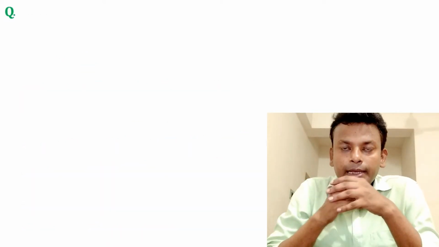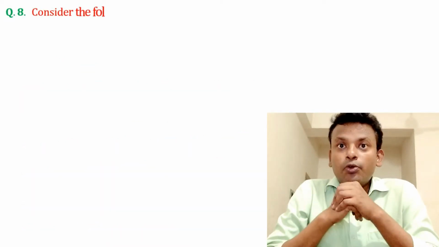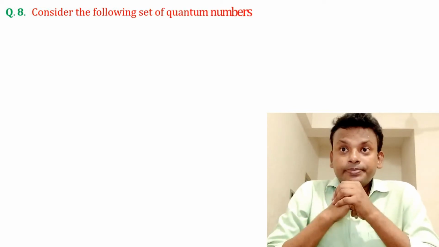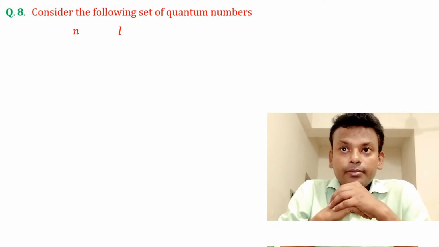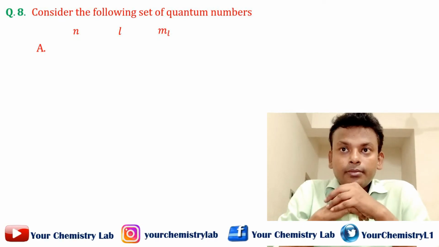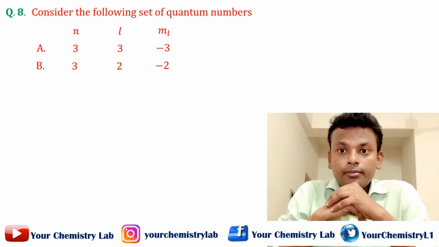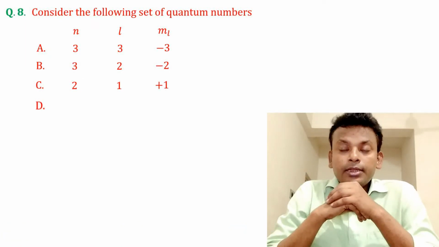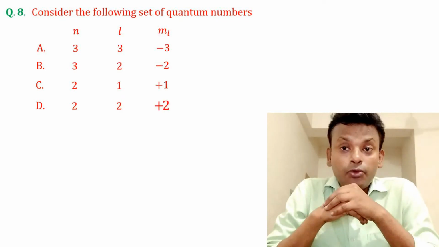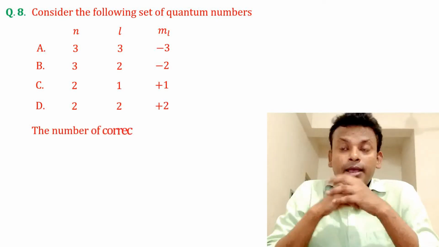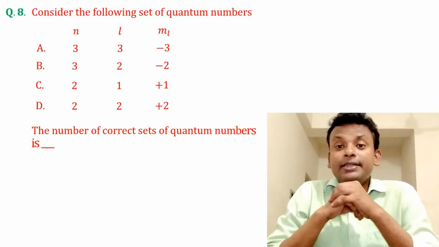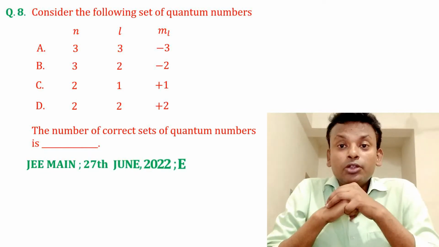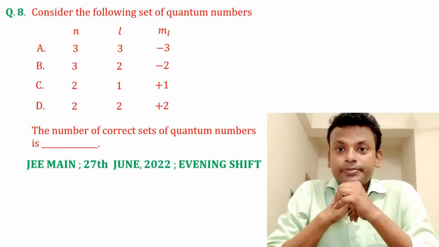Question number 8. Consider the following sets of quantum numbers: A, B, C, D. The number of correct sets of quantum numbers is dash. And this question was set in JEE Main 27th June 2022 evening shift.